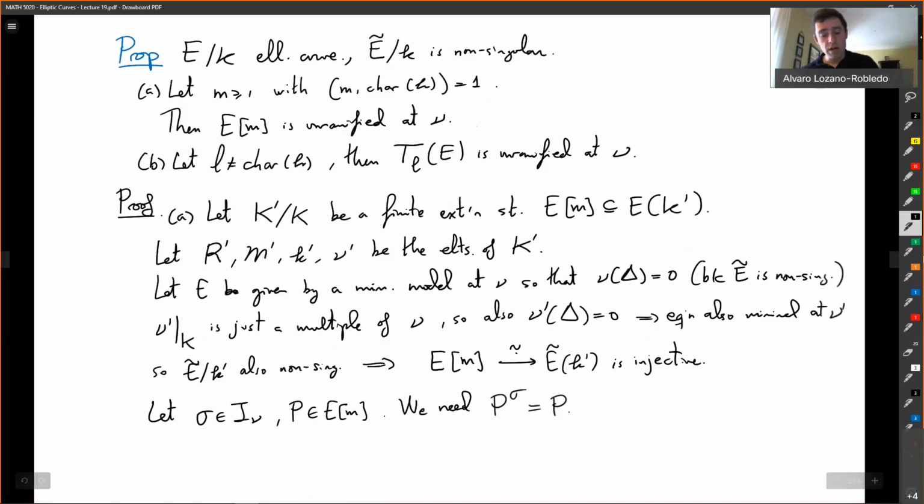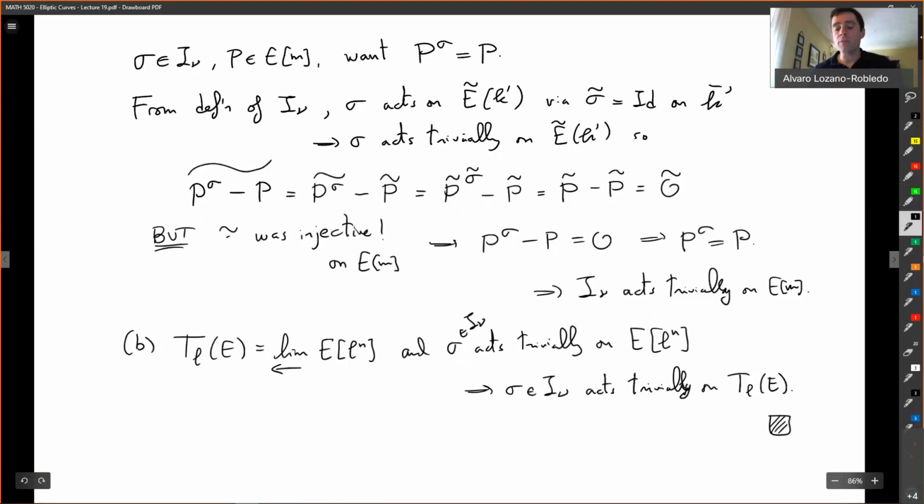Okay, so this is the result we just proved: the M torsion for M prime to P is unramified, and the Tate module for an L prime to P is also unramified. Okay, so next time, I'm out of time now, so I'll state the criterion, a sort of converse to this, which is the criterion of Neron-Ogg-Shafarevich, and then we'll move on and talk about good and bad reduction of elliptic curves. So I'll stop here.